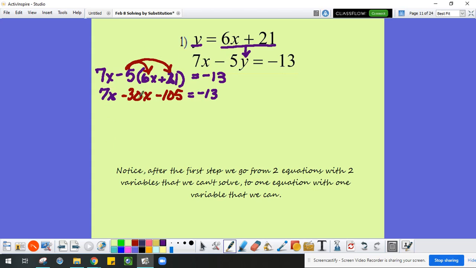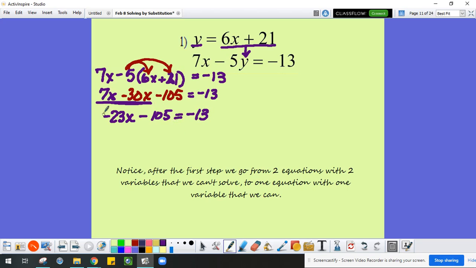After you do distributive property, you're going to combine like terms that are on the same side of the equal sign. So 7x and -30x are on the same side of the equal sign, so they can go directly together. 7 minus 30 is -23x. But I still have my minus 105 and my equals -13.